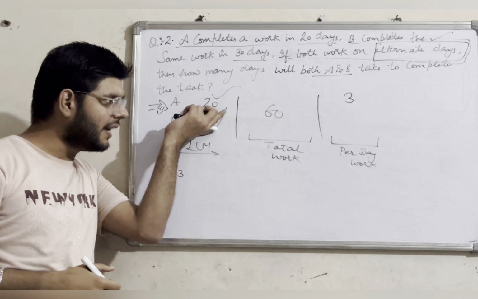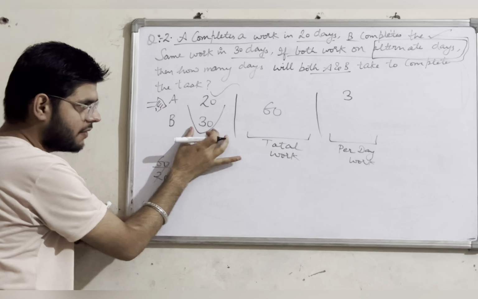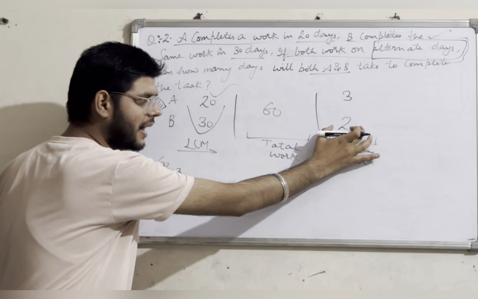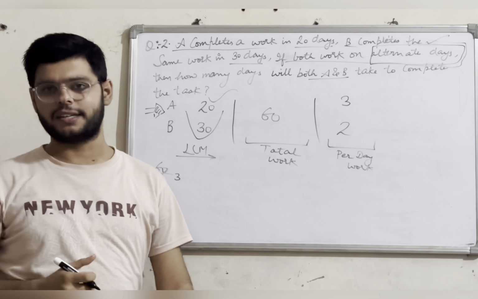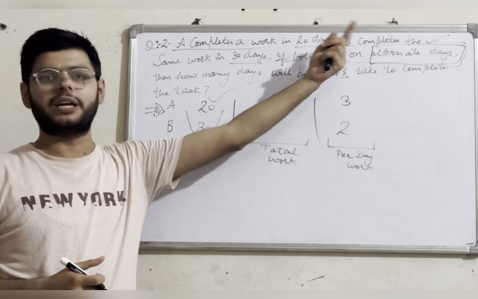He took 20 days to complete the 60 tasks. Let's fill in this value. 60 divided by 30 is 2, which means that B has done 2 tasks in a day. He worked for 30 days to complete the 60 tasks. So now we have filled in all 3 columns of this question. Let's proceed back to the question.